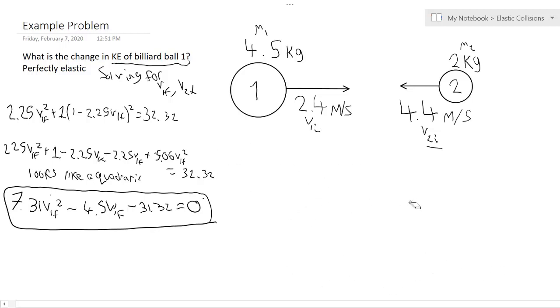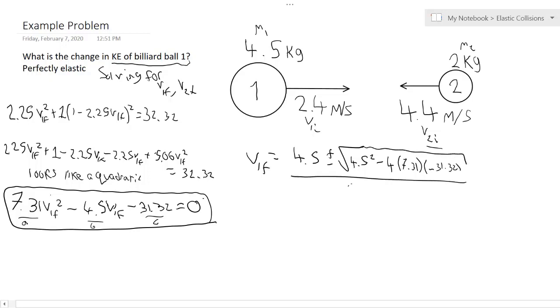So now all we have to do is solve it. So v1f is our variable. So v1f is equal to negative b. So this is our b, this is our a, this is our c, if you remember the quadratic equation. 4.5 plus or minus the square root of 4.5 squared minus 4 times 7.31 times minus 31.32, all over 2 times 7.31. So I just plugged in our numbers for the quadratic equation.